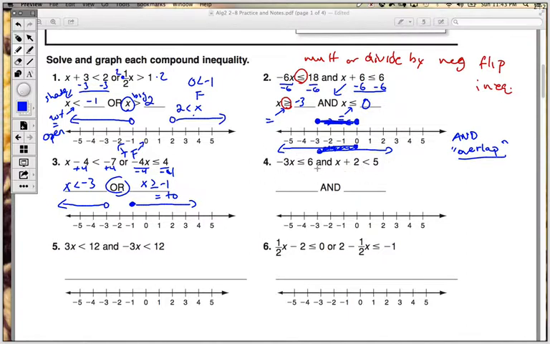Okay, let's keep going. Now we got an and in here. We're going to divide both sides by -3 for the first one, but because it's dividing by a negative, that's going to flip the inequality. So it's going to say x is greater than or equal to -2. And on the other one, we're going to subtract, whoops, not 3, subtract 2. That would give us x is less than 3.